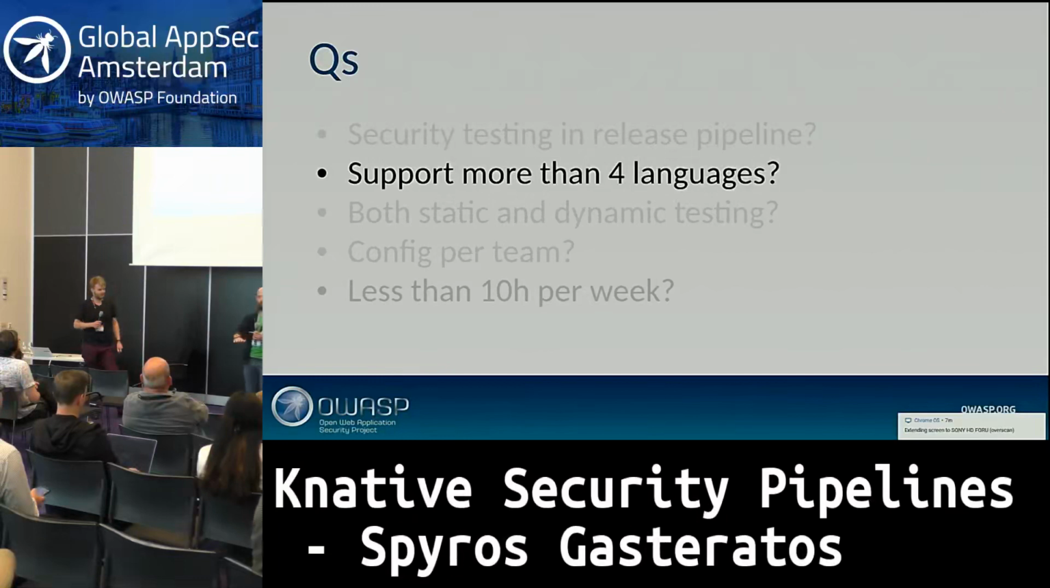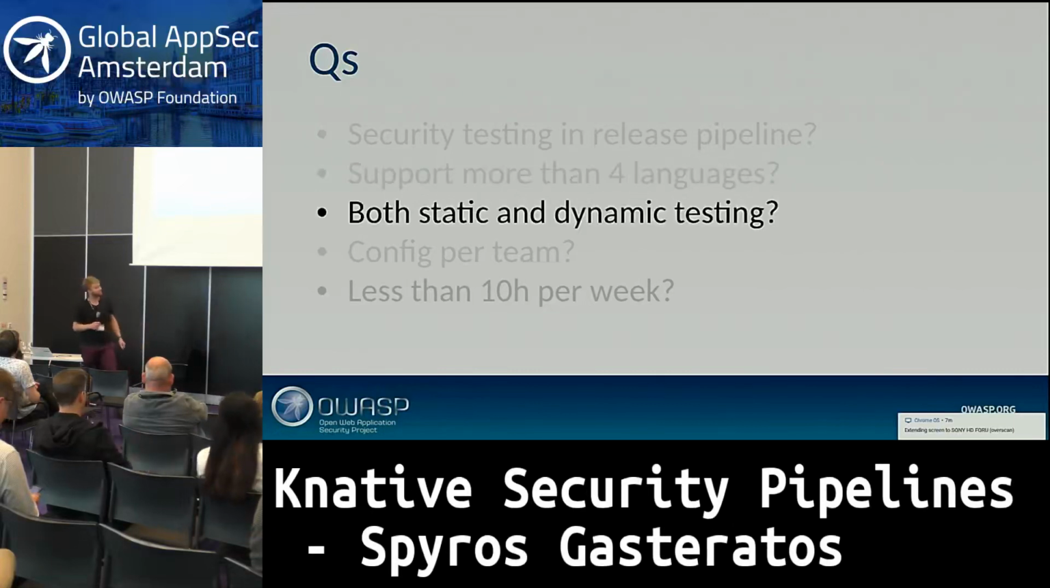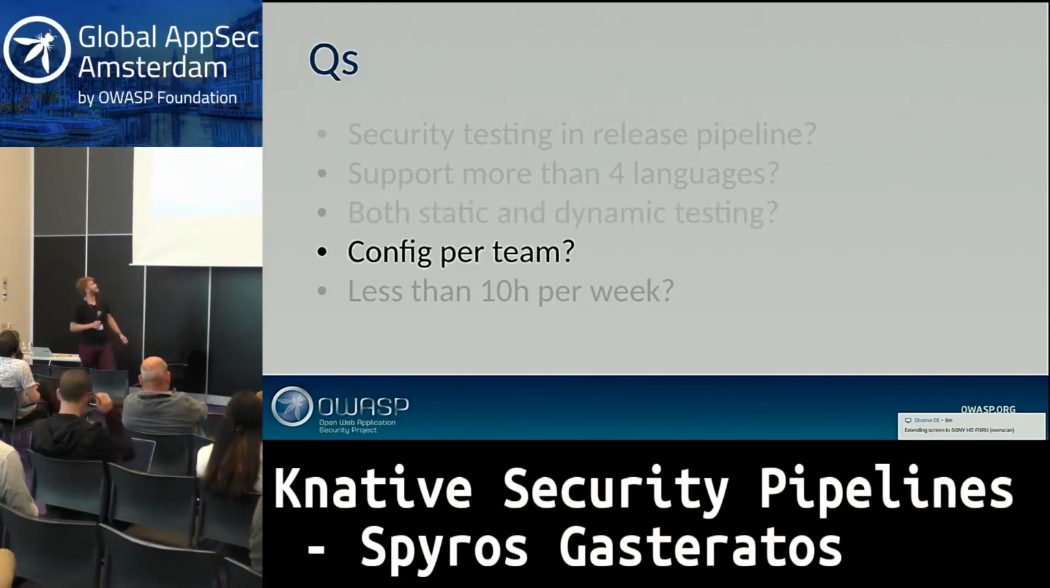So you guys support multiple languages, right? Like you don't only run one static code analysis tool and that's it, right? Three. Yeah. Good. Dynamic testing, anybody? Automatic dynamic testing, right? Because static just drowns you in false positives, right? And some things may be fixed upstream. Configuration per team? Yes, kind of, right? Yes, awesome, thank you.